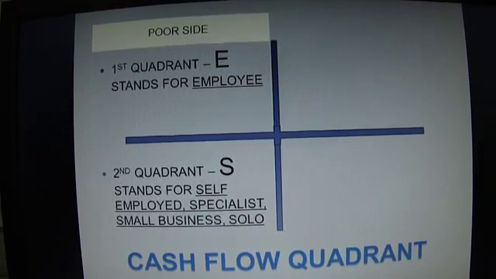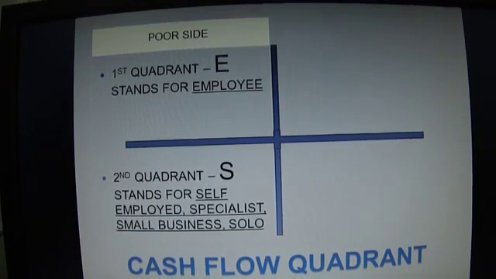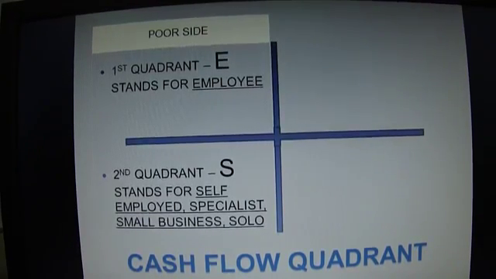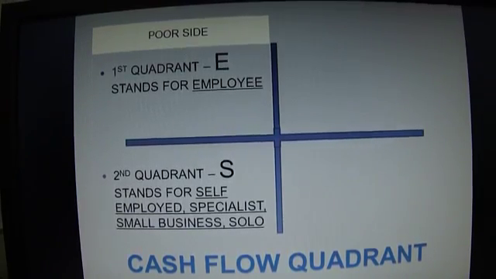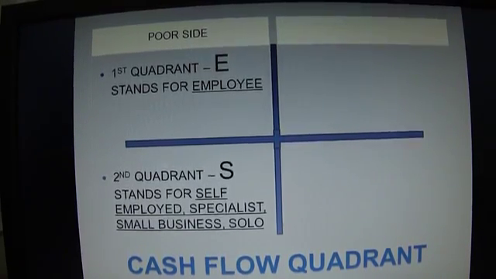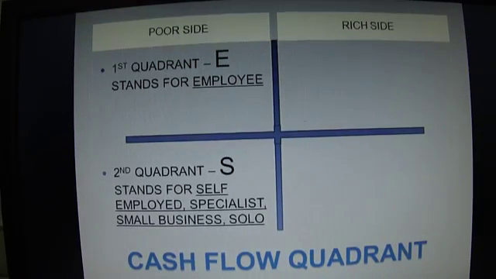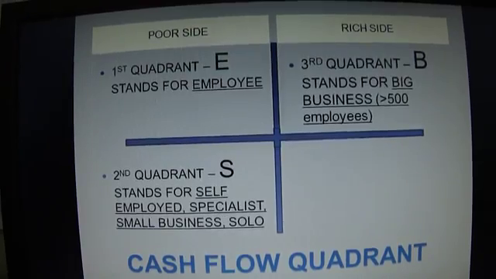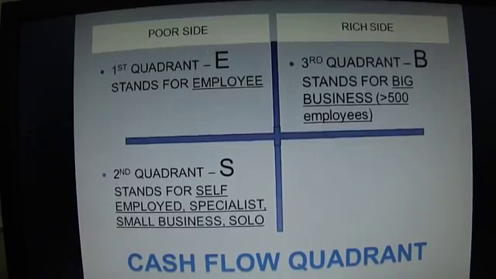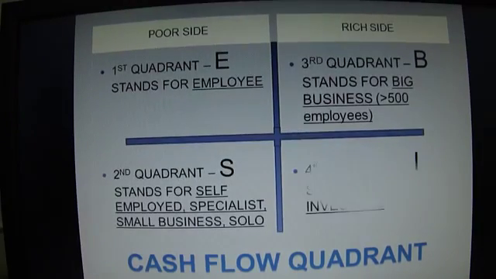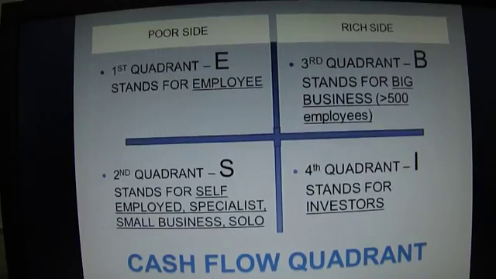In the E and S quadrants, some people will reach up to middle class and upper middle class, and back to poor if you are not very vigilant with your cash flow. On the right column, or the rich side, is the third quadrant B, which stands for big business with employees greater than 500. And the fourth quadrant, I, stands for investors.